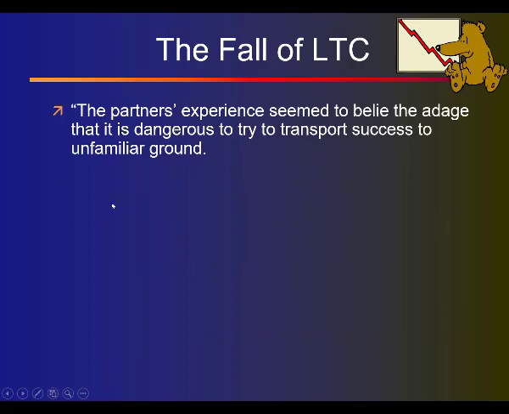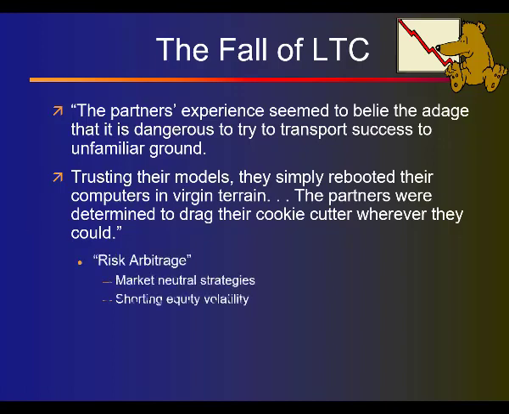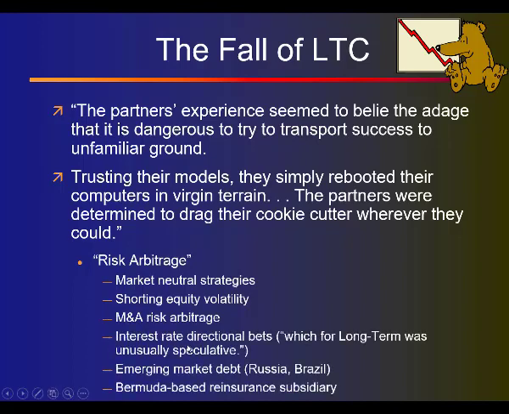They started getting into places where they weren't familiar. It's pretty amazing what they were doing. They said, hey, our models work with bonds. They should work with emerging market equities. It works with U.S. debt. Should work with Russian debt. And they started doing things like risk arbitrage, market neutral, all kinds of things. They got heavy in the Russian debt, got heavy in the Brazilian debt, saying these two are uncorrelated. They even had a Bermuda-based reinsurance subsidiary, which makes no sense to me at all why they would ever do that.